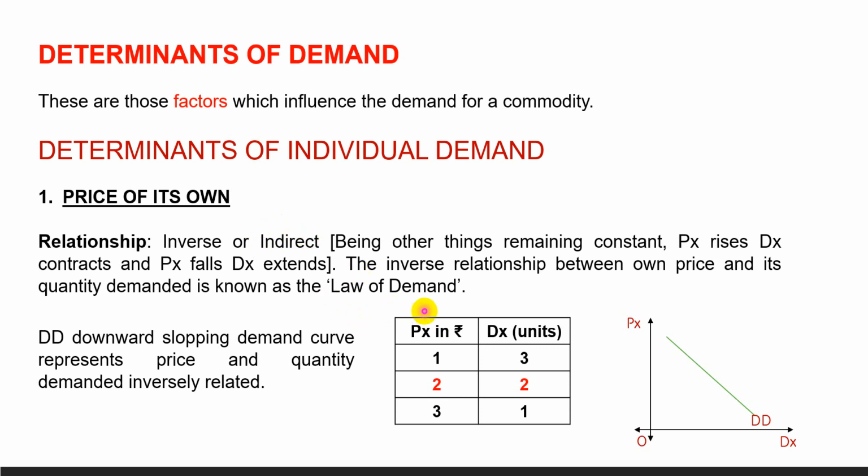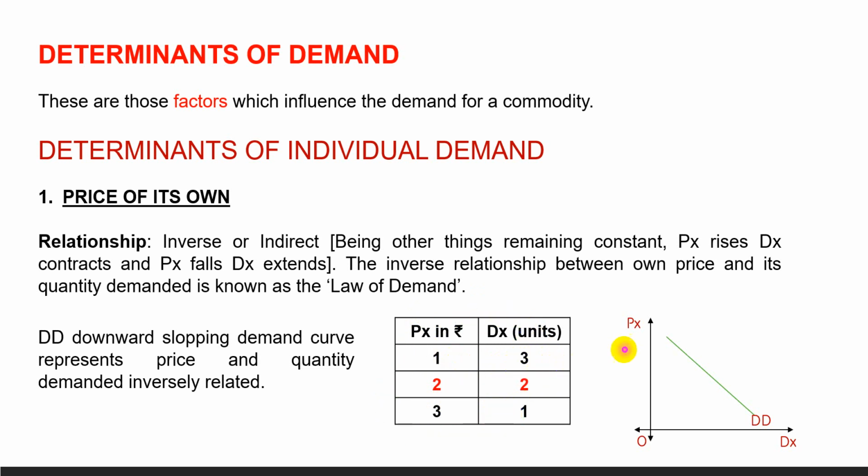Now see the table, the demand schedule. Suppose this price is given and this quantity is given. At 2 rupees per unit, the quantity demanded is 2 units. Now if the price decreases from 2 to 1 rupee, the quantity demanded increases from 2 to 3 units. Further, if the price rises from 2 rupees to 3 rupees per unit, then the quantity demanded decreases from 2 units to 1 unit. So this clearly shows that the price and quantity demanded are inversely related.